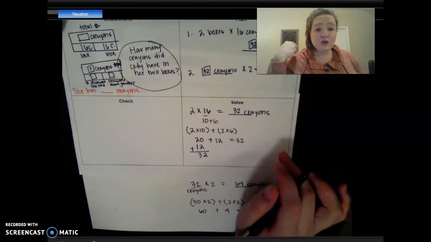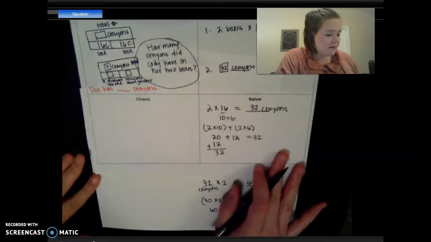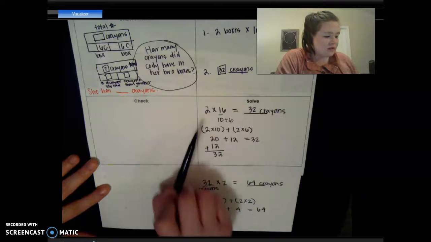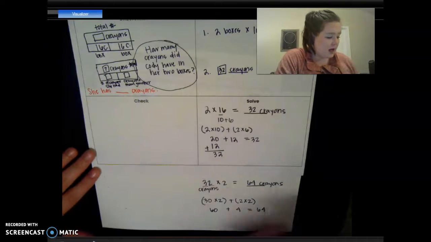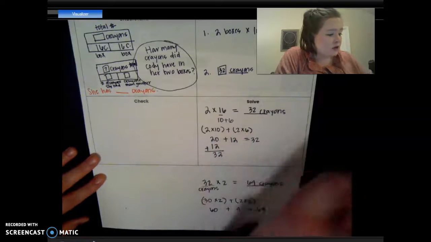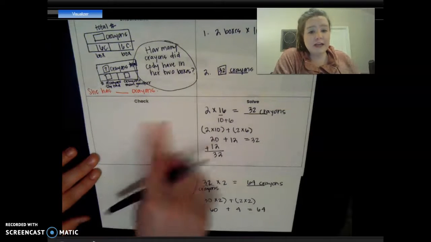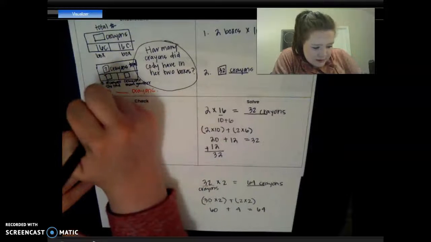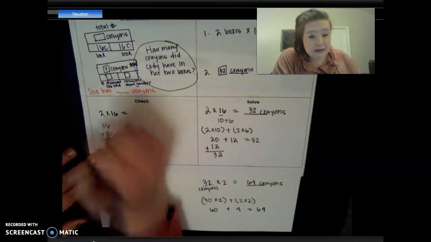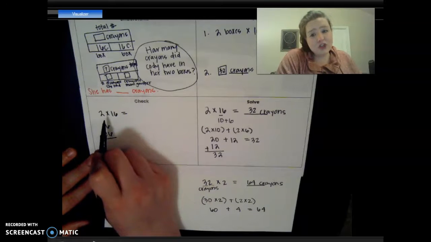But I need to check my problem. Okay? So here we go. The way that I'm going to do it is I'm going to use repeated addition for my check, okay? So 2 times 16 equals 16 plus 16, because I'm going to add 16 2 times, or if you wanted to, you could add 2 16 times.